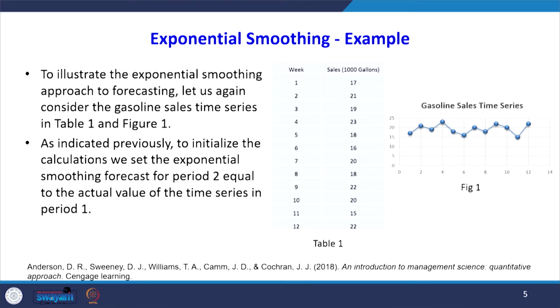To illustrate the exponential smoothing approach for forecasting, let us again consider the gasoline sales time series in table 1 and figure 2. The reference for this problem is from Anderson et al. As indicated previously, to initialize the calculations, we set the exponential smoothing forecast for period 2 equal to the actual value of the time series in period 1. This was the given data. For this data set we are going to find the exponential smoothing.